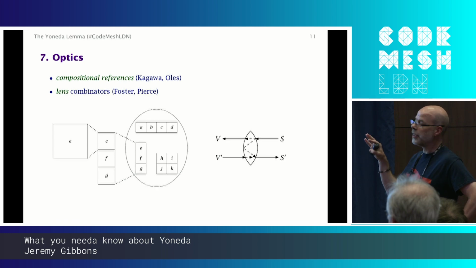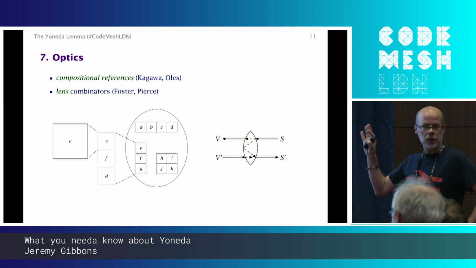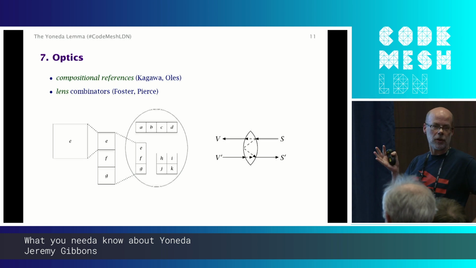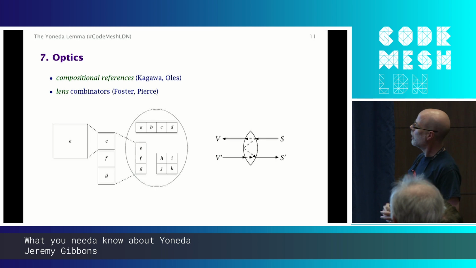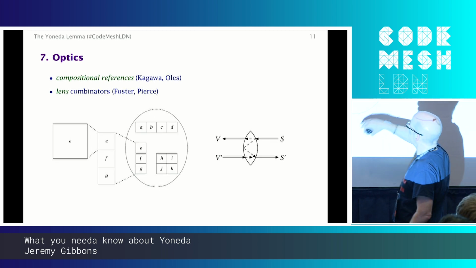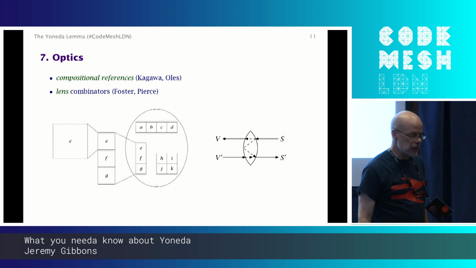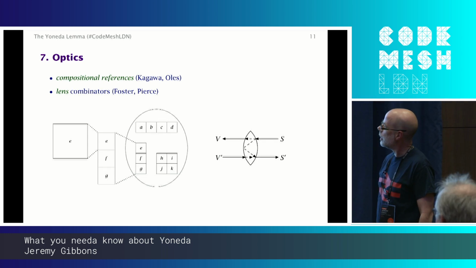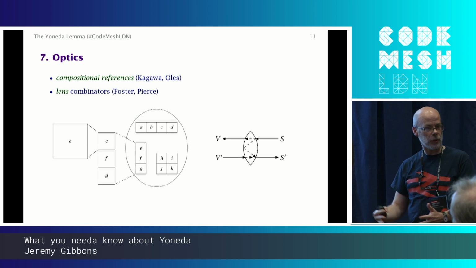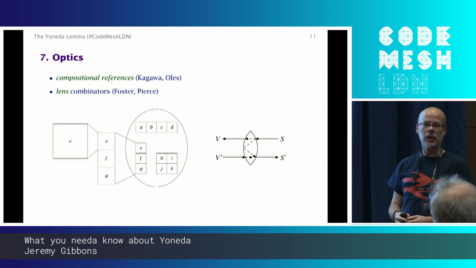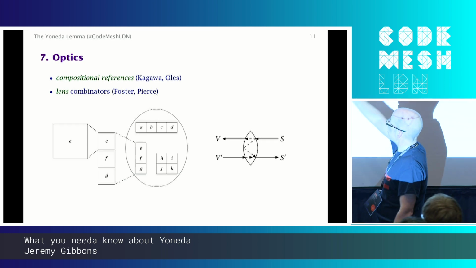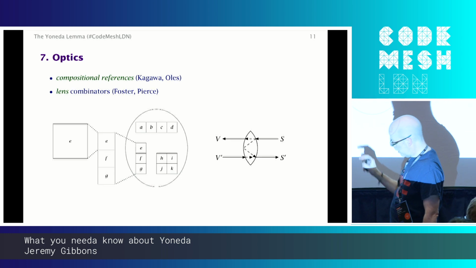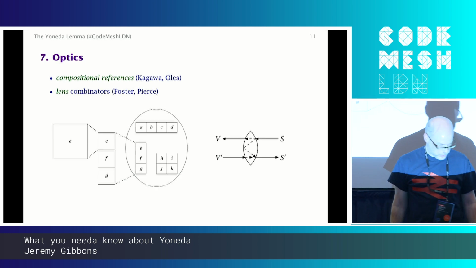The ideas here come out of what are called optics, and you might have heard about lenses. They're compositional references to components within composite data structures. So here is a composite data structure. It's a collection of tables, and it has parts. Within this collection of tables, there are some tables, and within each table, there are some fields. So within this collection of tables, there's a table EFG, and within EFG, there's a field E.